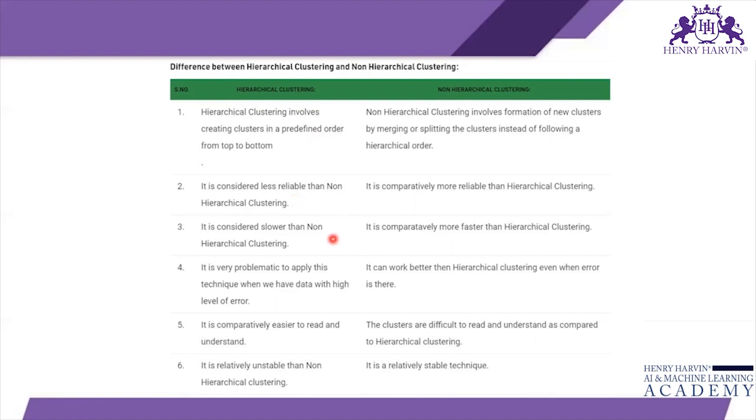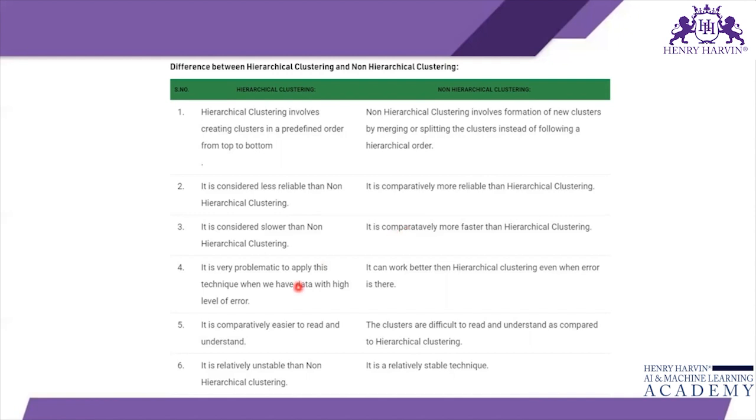Hierarchical clustering is considered slower than non-hierarchical clustering. Non-hierarchical clustering is comparatively faster. Basically, we are making a hierarchy in the back end of hierarchical clustering. So that's why hierarchical clustering is slow, and non-hierarchical clustering is much faster, because there is no computation and no hierarchical graph in its backend.